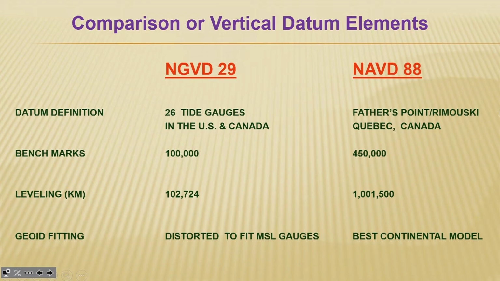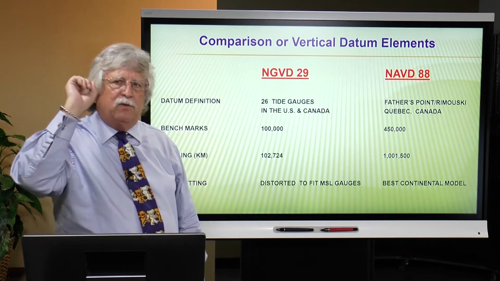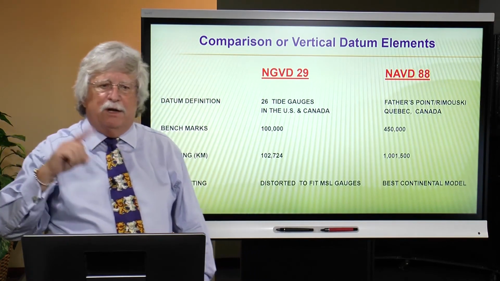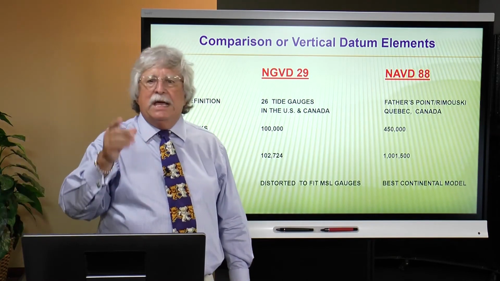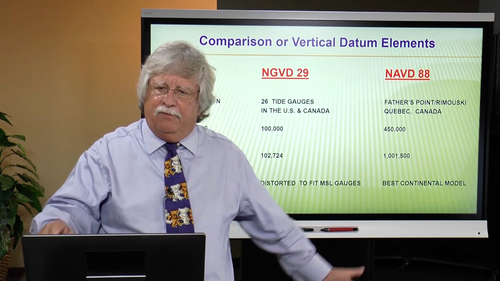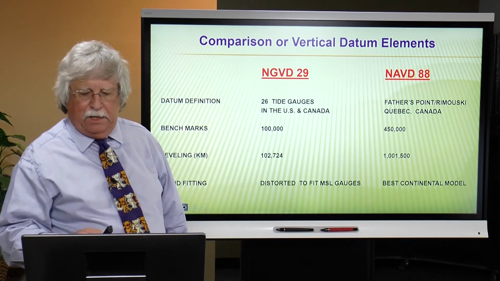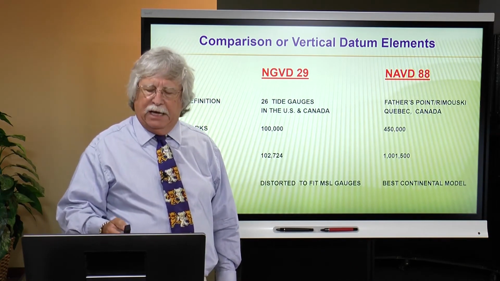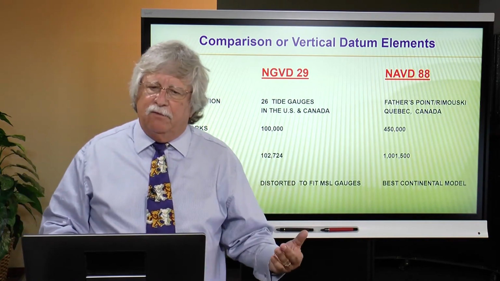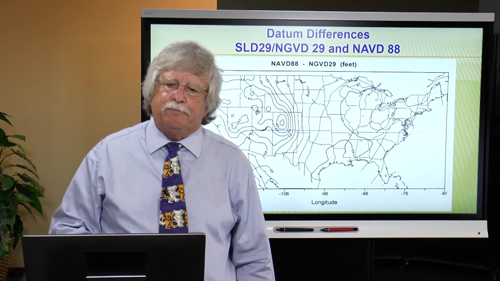holding sea level fixed at 26 gauges on each coast, NGS picks one tide gauge. One tide gauge. And I'm going to, in just a moment, show you the area where it is, and I'll explain why. But notice that by 88, we have now nearly 500,000 benchmarks and well over 1 million kilometers of leveling. The idea being that this leveling, hopefully, will be a best fit for the geoid continentally. It turned out to be not quite that.